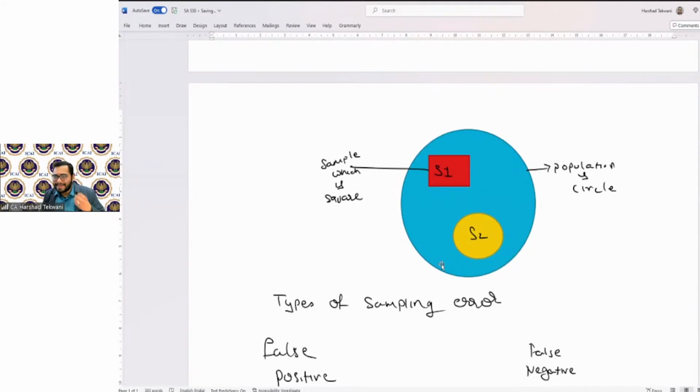Let's say I selected a certain sample and I want to match that the sample I have selected should be equal to a circle. But when I saw my sample, it was a square. It was not matching a circle. Hence I concluded that it is an observation because I expected a circle. But in actuality, the population is a circle. I am seeing a limited thing. My view is limited. Hence, I am not able to conclude appropriately. That's why the observation is a false negative.